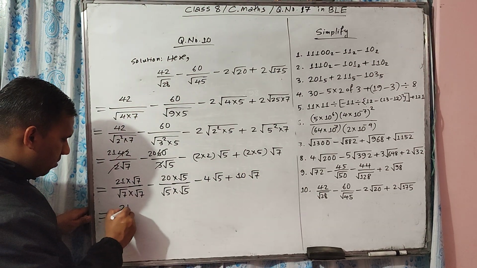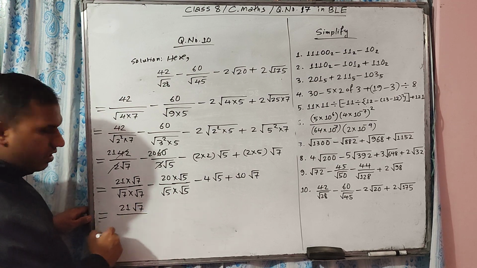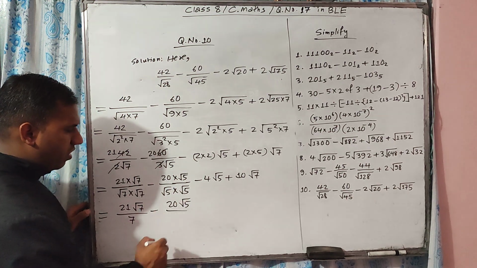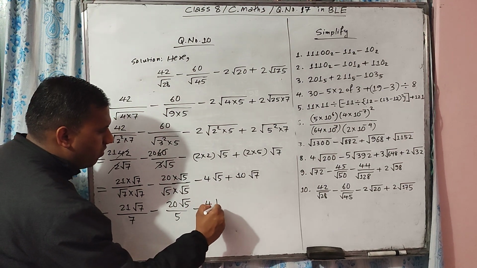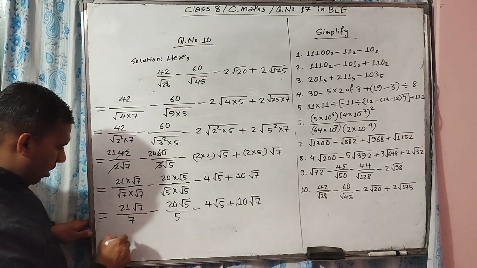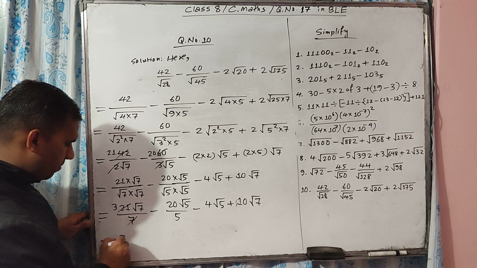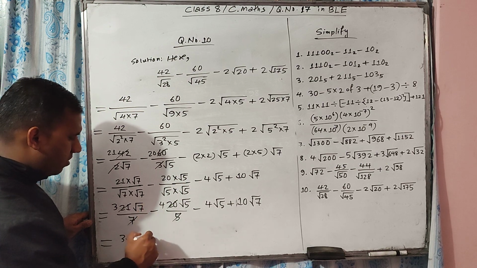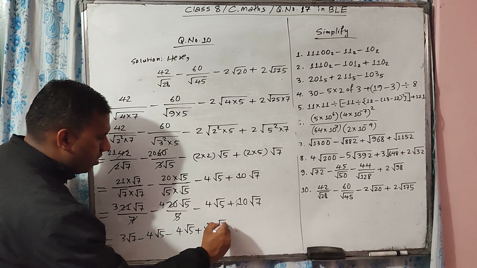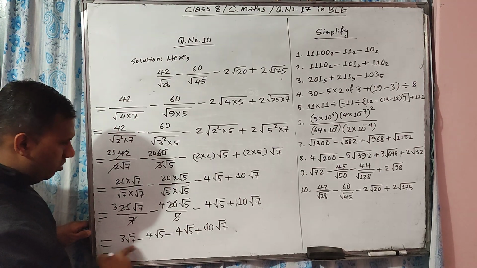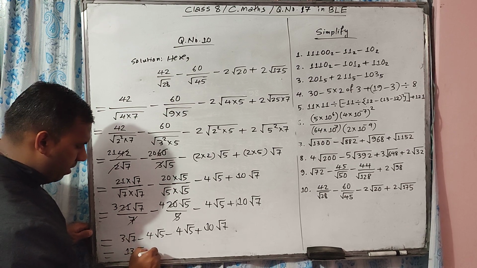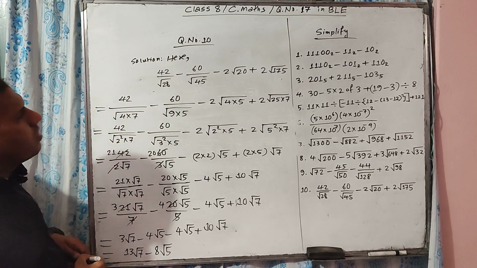This is equal to 21 root 7 upon root 7 times root 7, that is root 7 whole square, so it becomes 7, minus 20 root 5 upon root 5 into root 5, root 5 whole square, that is 5, minus 4 root 5 plus 10 root 7. This equals 7 threes are 21, so 3 root 7, 5 fours are 20, so minus 4 root 5, minus 4 root 5 plus 10 root 7. Now the 7 like terms come together, so 3 root 7 plus 10 root 7 becomes 13 root 7. The second and third, 4 root 5, 4 root 5, become minus 8 root 5. This is the answer.